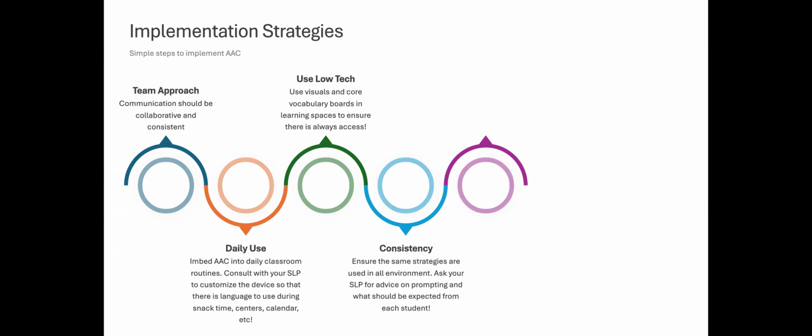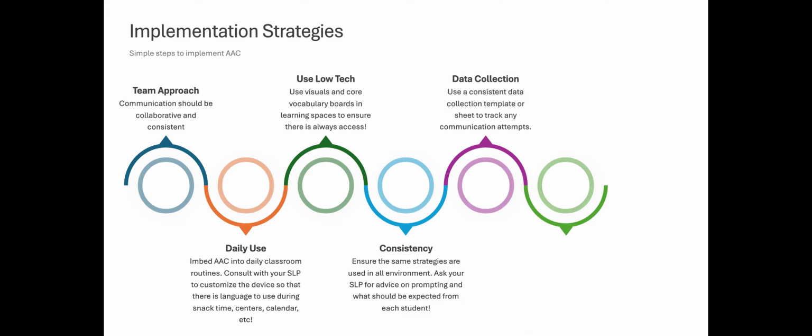Next, consistency. Ensure that all staff is consistent with using the communication and providing those communication opportunities. And ask your SLP what level of prompting or what level of support the student might need in communicating. Next, data collection. Use a consistent data collection template or sheet to track any communication attempts. Be honest with your SLP in data collection of what is manageable and attainable for you to do, and then work together to create some sort of sheet or template that works for the whole team.